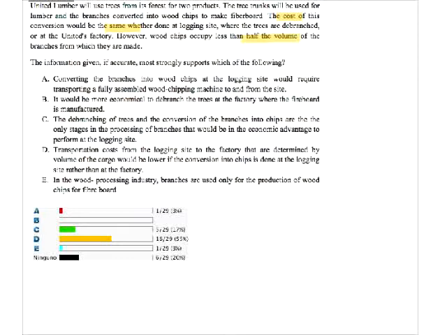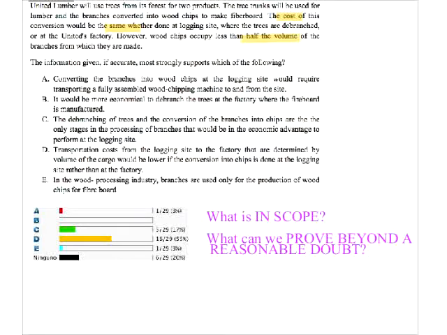and what can we prove beyond a reasonable doubt? Sometimes it's totally rigorous proof, but at other times it's not. At other times it's like courtroom proof, where you might have objections, but the objections are just sort of unreasonable. So let's take a look. What is in scope? Let's go there first.